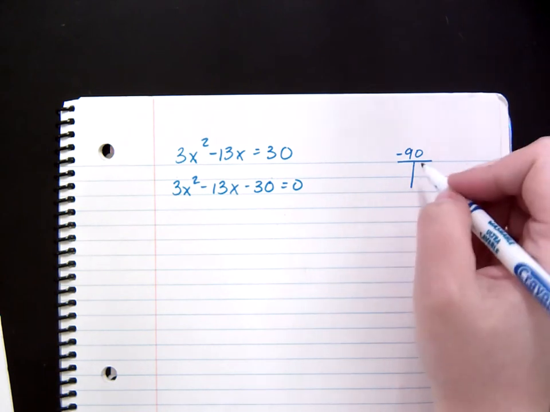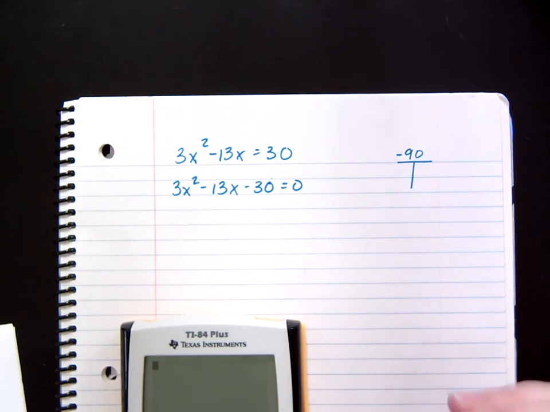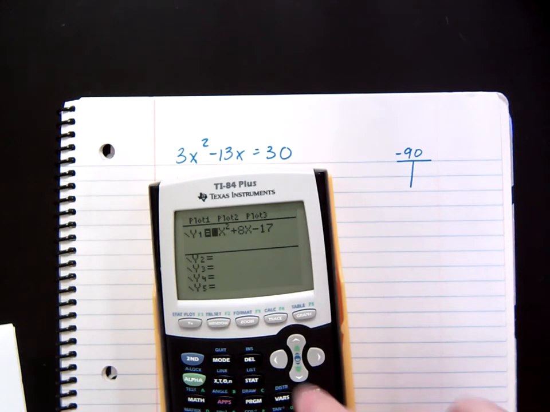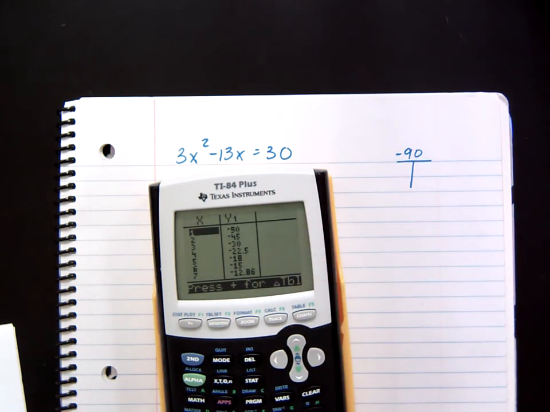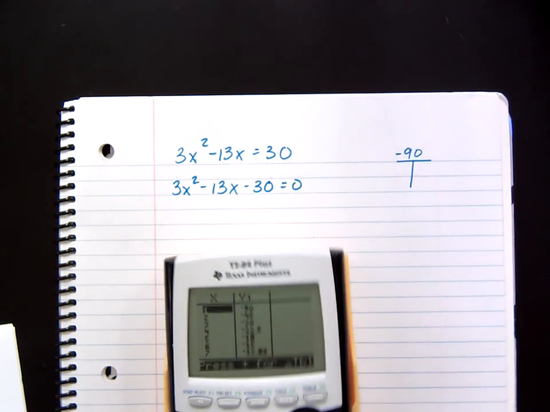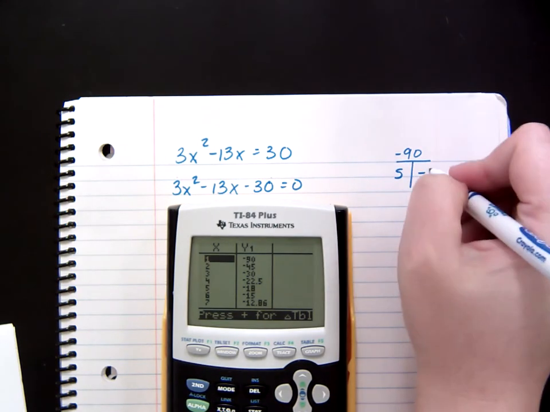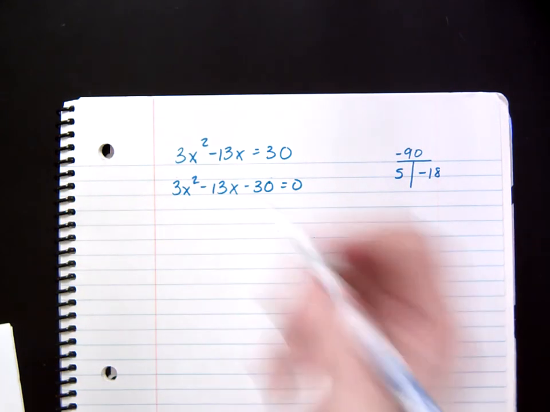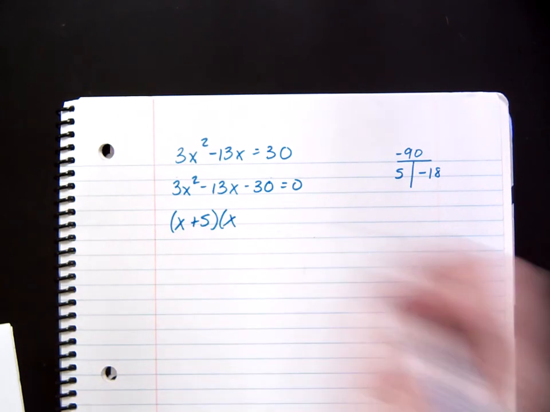Now let's say you aren't sure what numbers will multiply to be 90, or maybe the only ones you can think of aren't adding to be the -13 that we need. If you have a graphing calculator, you can use it. If you type in the number divided by x and look at the table, you can see what numbers multiply to give you that value. So I need it to multiply to be -90 but add to be -13. So when I look at this, 5 and -18 will give me -13. So x plus 5 times x minus 18.